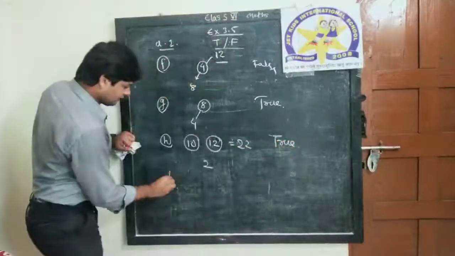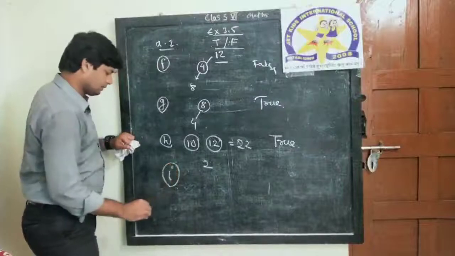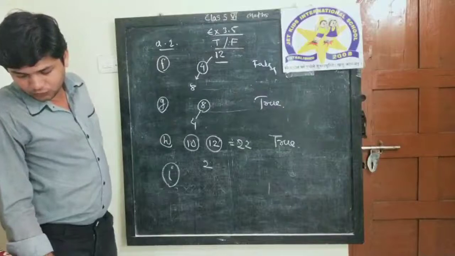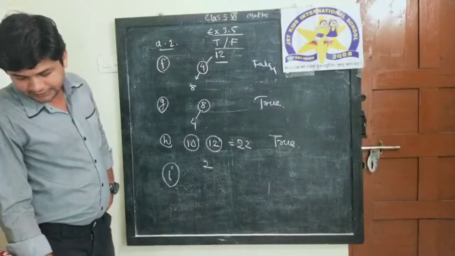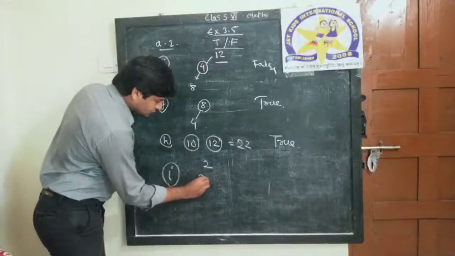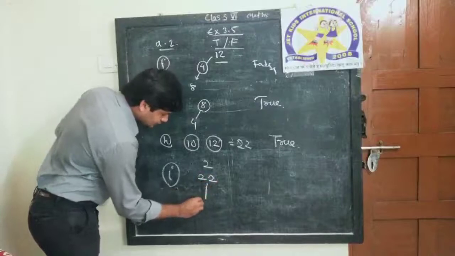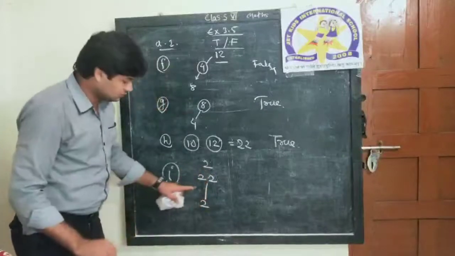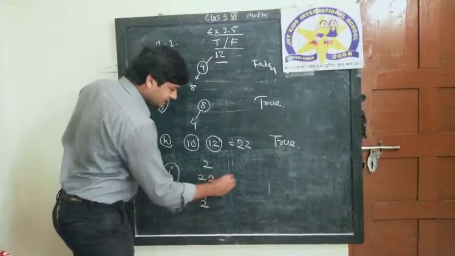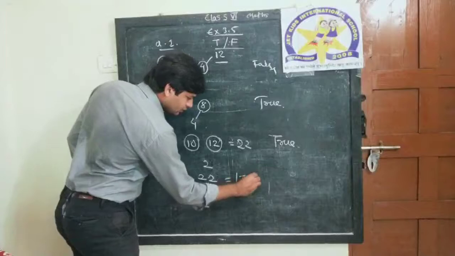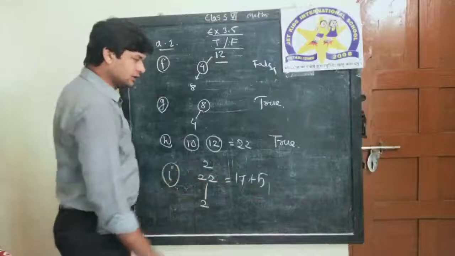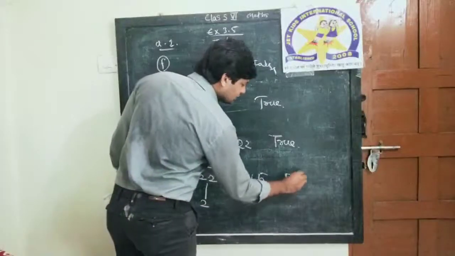Okay, now I, what is it? I is, if a number exactly divide the sum of two numbers, it must exactly divide the two numbers separately. Okay, for example, here again I am taking 22, is divisible by 2, right? But the separation of it, that means 17 plus 5, it cannot divide these two numbers exactly separately. So that's why it is false.